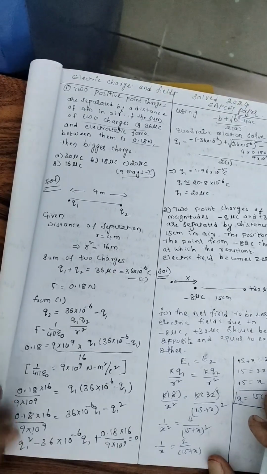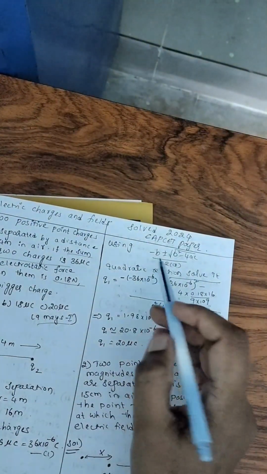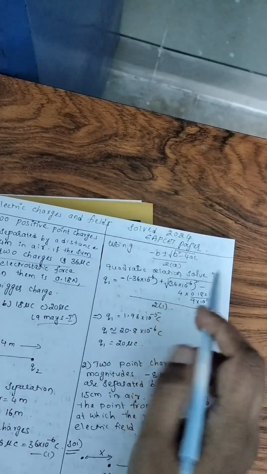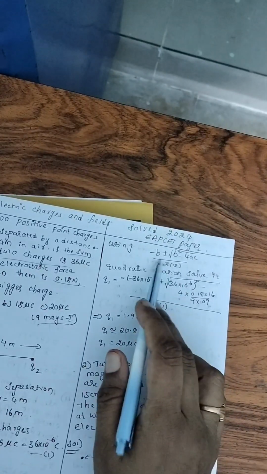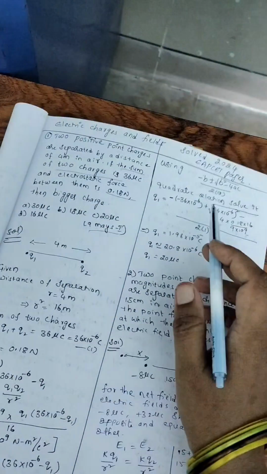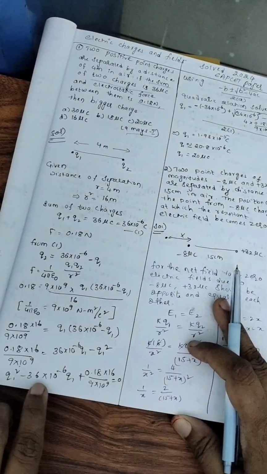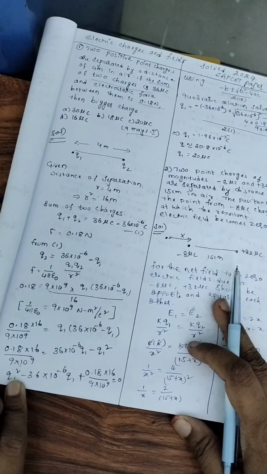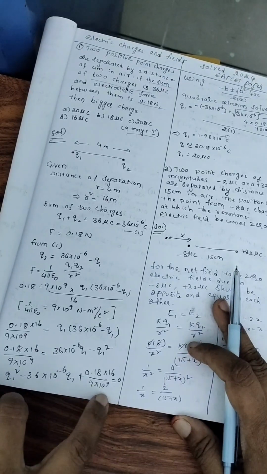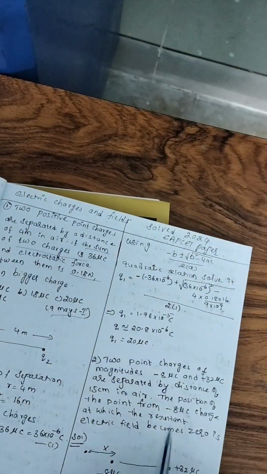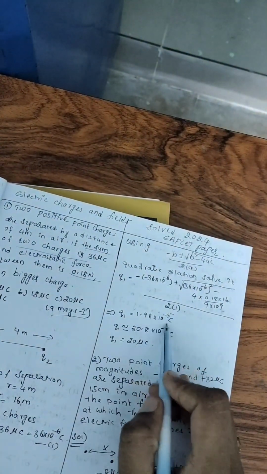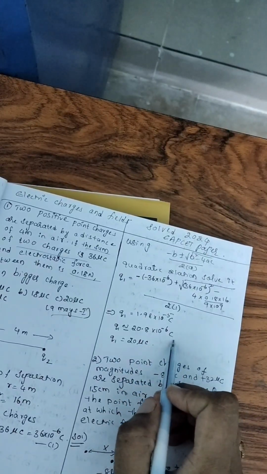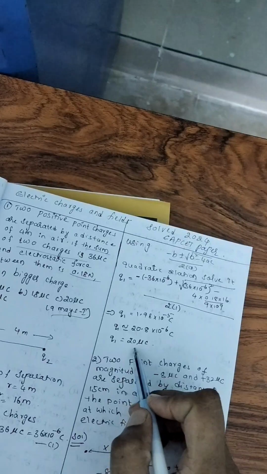Now let us use the quadratic formula, minus b plus or minus under root b square minus 4ac, by 2a. On solving, how will we write? Q1 equal to, in place of b, minus 36 into 10 to the power of minus 6. In place of a, we have 1. In place of c, 0.18 into 16 by 9 into 10 to the power of 9. On solving, we get 1.98 into 10 to the power of minus 5 coulomb, approximately 20.8 into 10 to the power of minus 6 coulomb, which is nothing but Q1 is 20 microcoulomb.